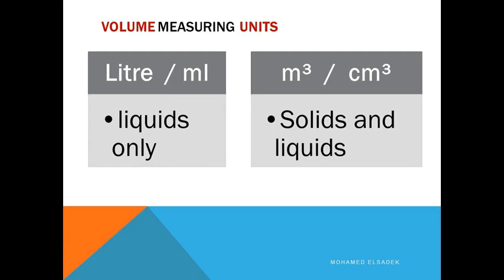Volume measuring units. Volume has four different types of units. Number one, liter. Number two, milliliter. Number three, cubic meter. Number four, cubic centimeter. These four units can measure volume.